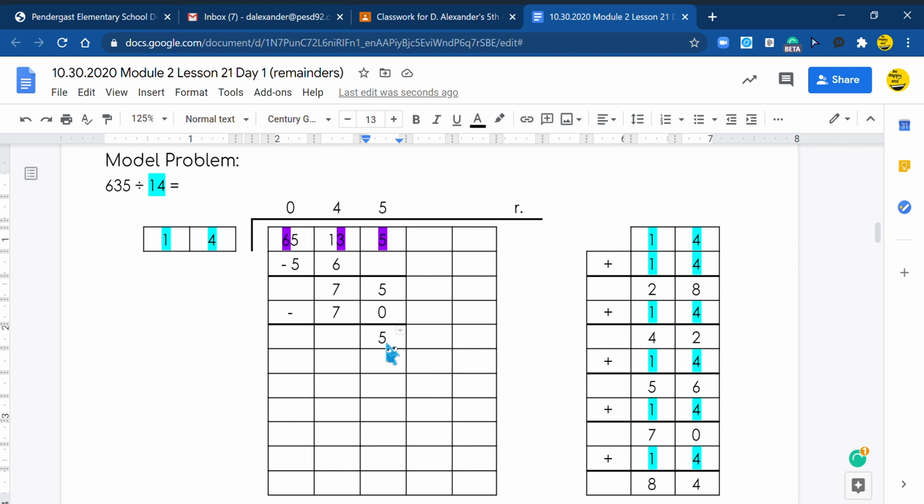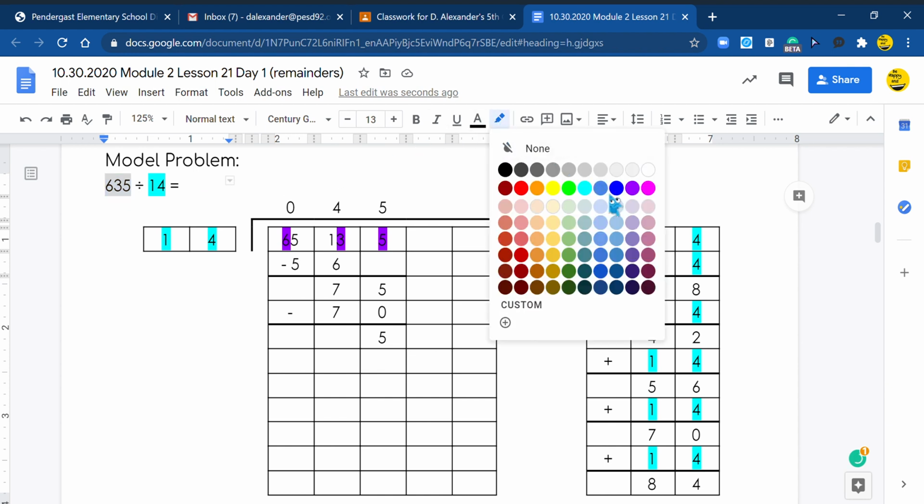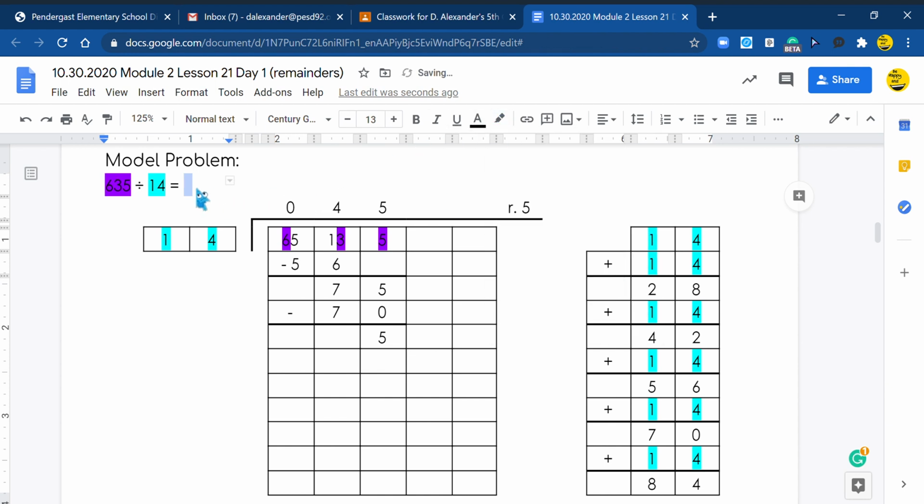So it's pretty much saying, can I take 14 pieces out of 5? No. So I take this 5 and see this R? It means remainder. So I'm going to put my 5 right there. So over here, I'm going to write the answer 45 space remainder. Look, I have a little r period with a 5. And that is your answer.